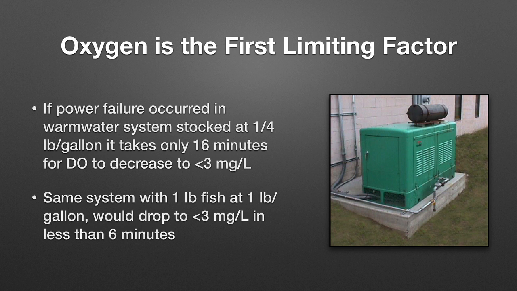In the same system, if you had fish biomass density of 1 pound per gallon, you drop below 3 in less than 6 minutes. So you can see how crucial it is to have backup systems. And those backup systems can either be power generators for power failure, or also oxygenation systems to back up your aeration.